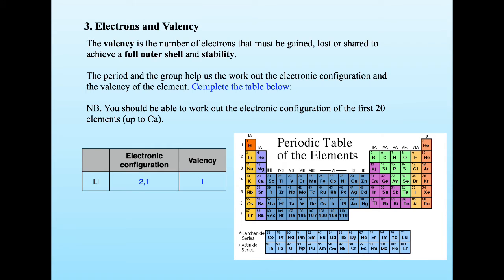So lithium electronic configuration is 2, 1. This is revision from last year. It's got 2 electrons in the first shell, 1 electron in the second shell, so 2, 1, and its valency is 1. Lithium would lose 1 electron to get a full outer shell. Have a go at the other ones in the table.